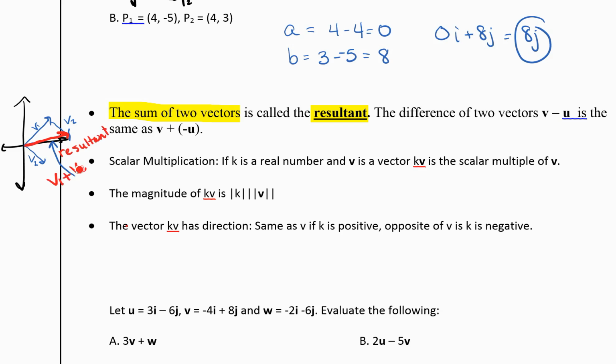Okay. Scalar multiplication: if you want to multiply a vector times k, you can, and to do that we'll just multiply the a and the b both by k. If you need to find the magnitude of kv, it's just the absolute value of k times the magnitude of v. And kv, if you multiply it by a scalar, has the same direction as v if k is positive, just scaled out, made k times longer, and it would be 180 degrees opposite if it's a negative k.